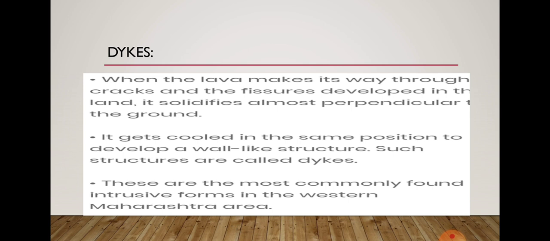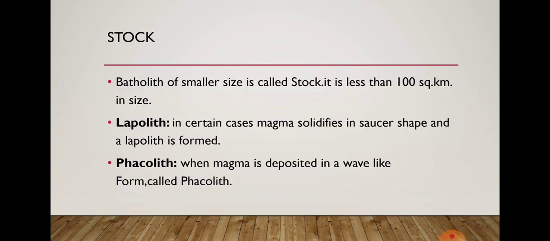Now the dike is exactly the opposite form of the sill. In the case of the dike, the lava makes its way through cracks inside the earth's surface and solidifies almost perpendicular to the ground. That means it is not horizontal, it solidifies in a vertical form. It cools in the same position to develop a wall-like structure, and this is called a dike. You can commonly see dikes in Maharashtra, an intrusive form found in the western Maharashtra area.